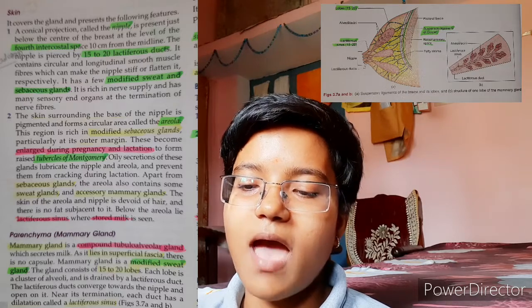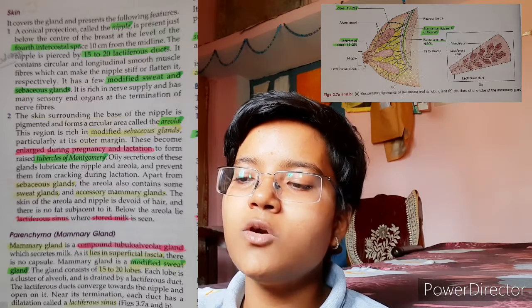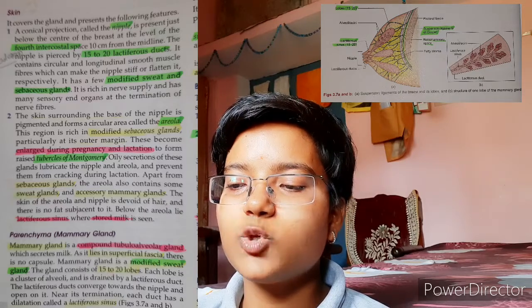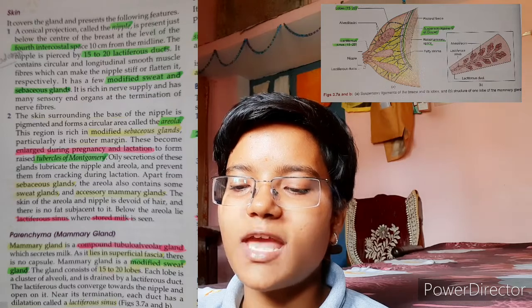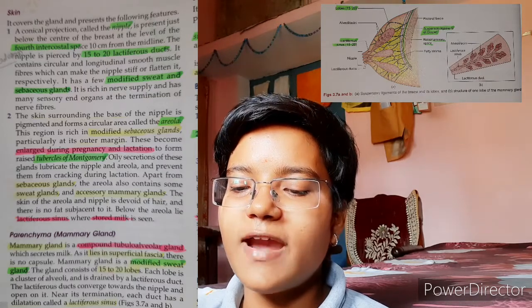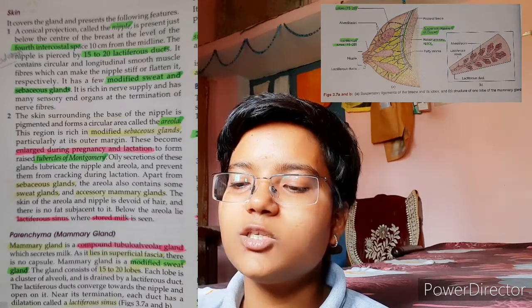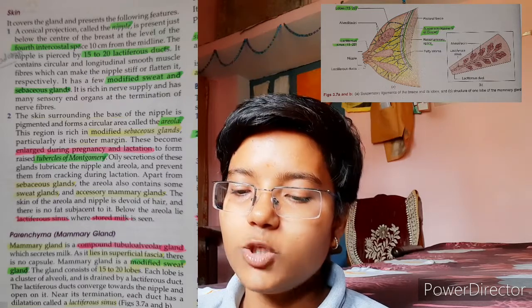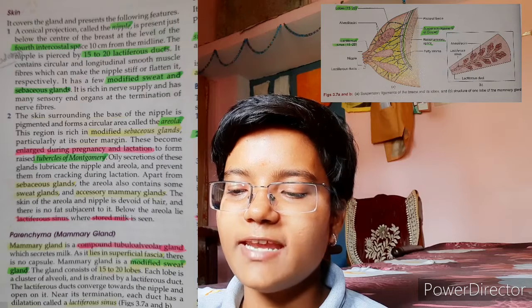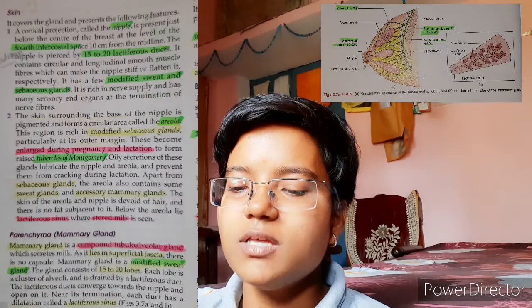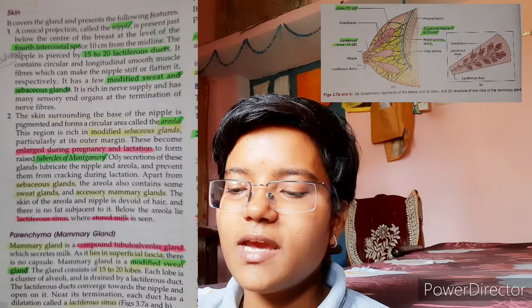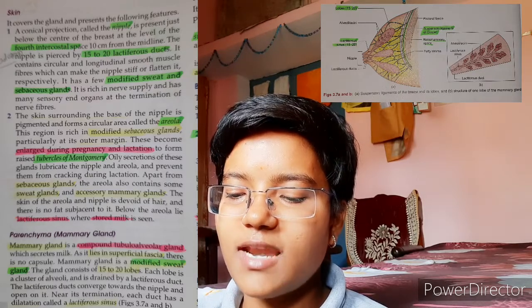Parenchyma, mammary gland. Mammary gland is a compound tubulo-alveolar gland which secretes milk. As it lies in the superficial fascia, there is no capsule. Mammary gland is a modified sweat gland. The gland consists of 15 to 20 mammary lobes. Each lobe is a cluster of alveoli and is drained by a lactiferous duct. The lactiferous duct converges towards the nipple and opens on it. Near its termination, each duct has a dilation called lactiferous sinus.